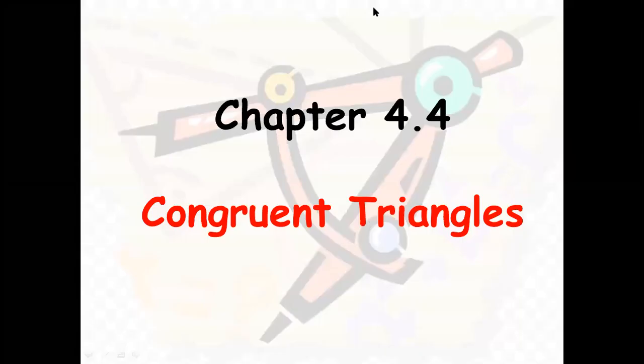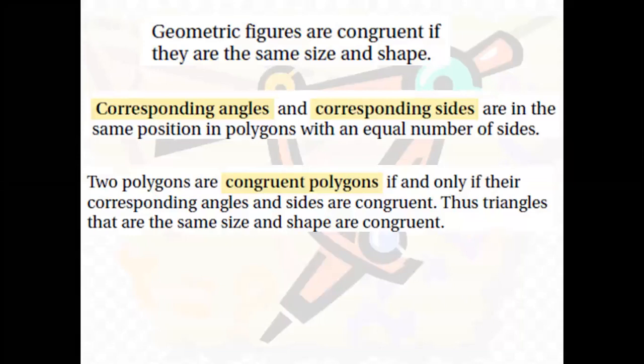Hello everyone. In this video, you will be learning the fourth lesson of chapter 4, which is about congruent triangles. Now you are already familiar with the word congruent. In easy words, that means equal, right? So we are going to see how congruent angles are related with the sides, and how congruent triangles are related with angles and the sides.